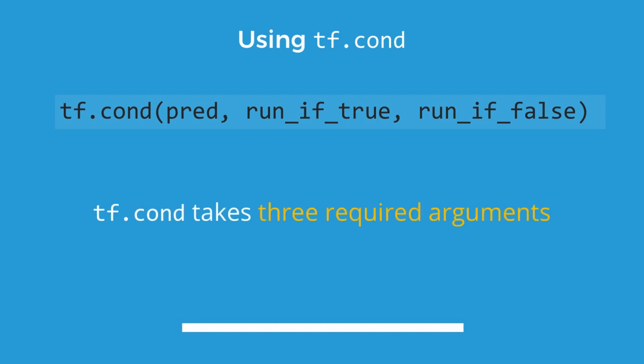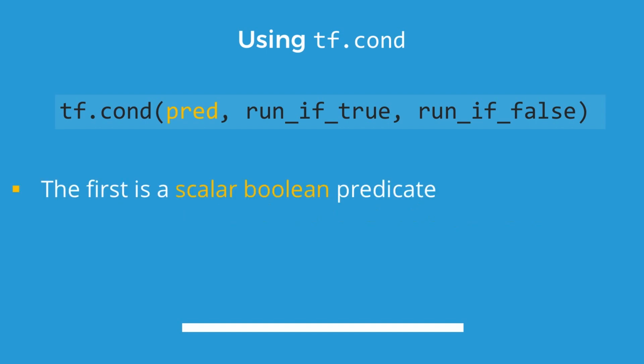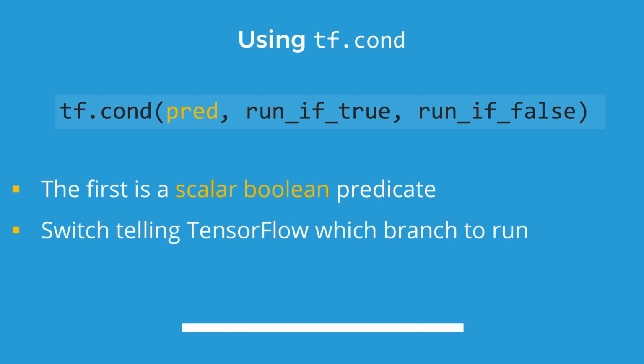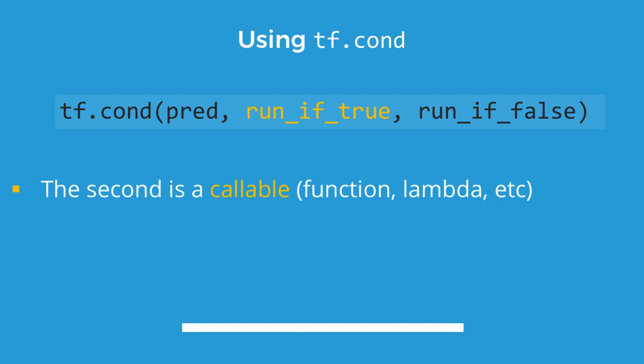It takes in 3 required arguments. The first is a scalar Boolean predicate, so basically the switch statement that tells TensorFlow which operations we should run. The run if true is a callable, a function, a lambda, a functor if you're one of those people. But basically, we aren't passing in the result of a function. You don't want to add your parentheses. We're adding in a lambda, something that can be called later on inside the function. And we'll show some examples.